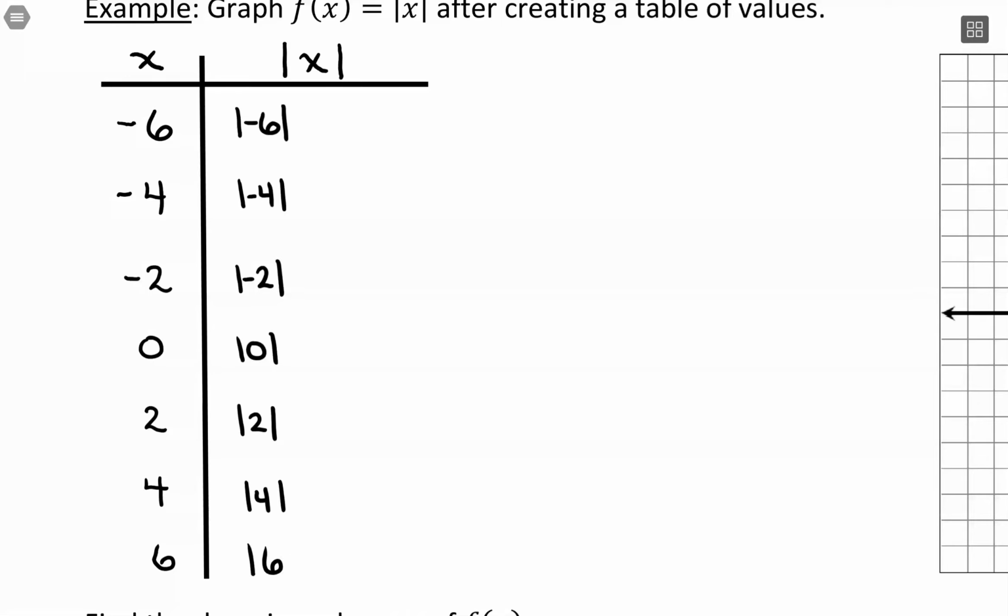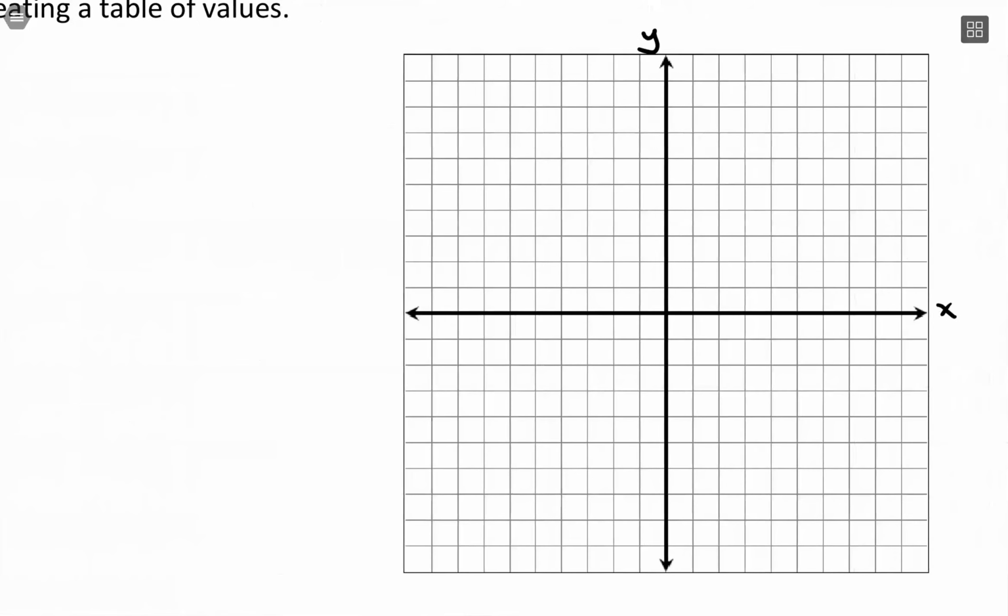Okay. So simplifying these down, absolute value of -6 will be +6. We'll have +4, +2, 0, +2, +4, +6. So let's start graphing these values. So I'm going to use a scale of 1 here. So at -6, we're up at +6. And then +4, +2, 0, 0, +2, 4, 6.